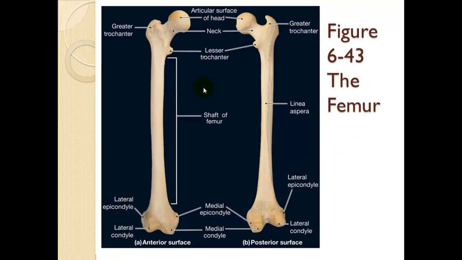The femur, greater trochanter, I would know that. This would be the head of the femur, or actually in the hip bone. Lesser trochanter, shaft or diaphysis of the femur. Lateral condyle, medial condyle. Know which sides are lateral and which sides are medial.